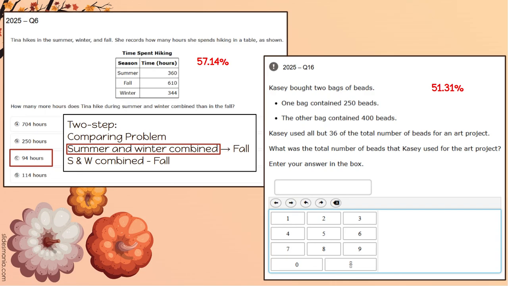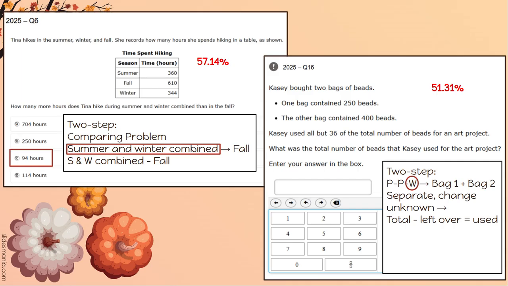So again, the numbers are not outrageously big. This could have been a second grade problem after we get through Module 5. So why did our kids have such a hard time with it? Well, again, it's a multi-step problem. So essentially, we are looking at the total number of beads that Casey used for the art project.